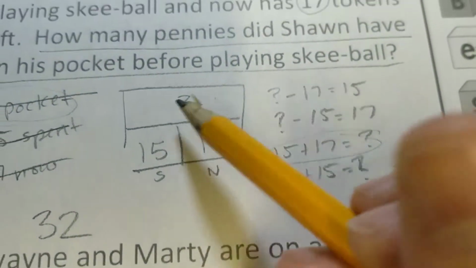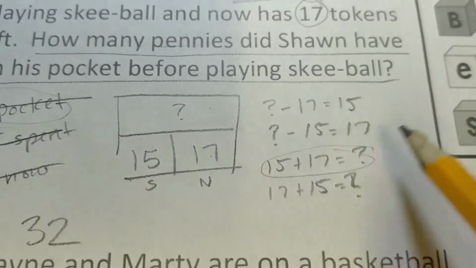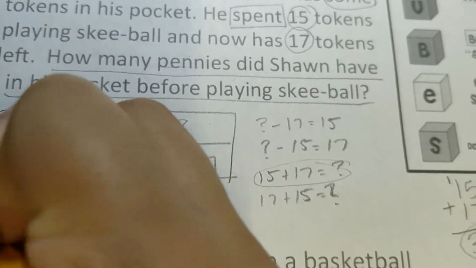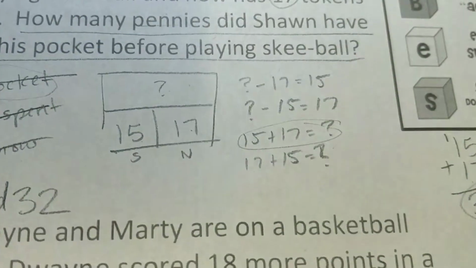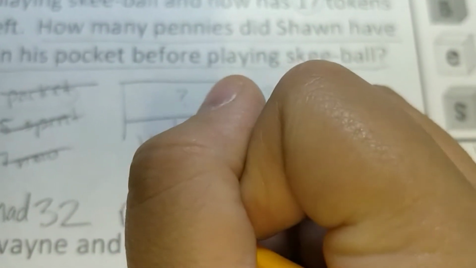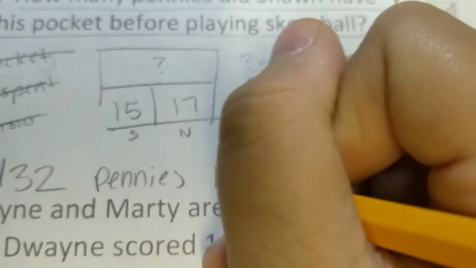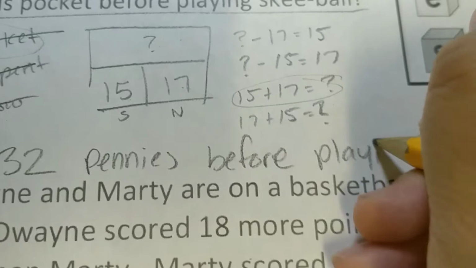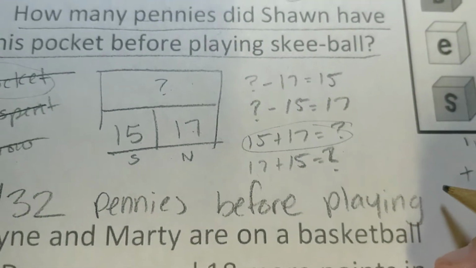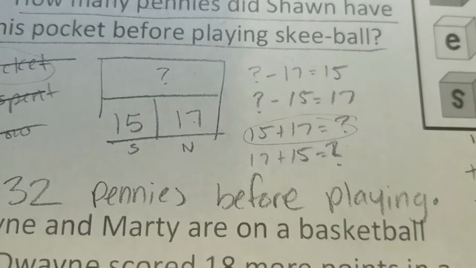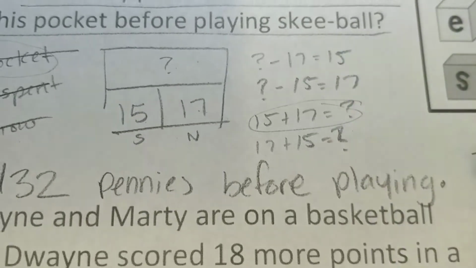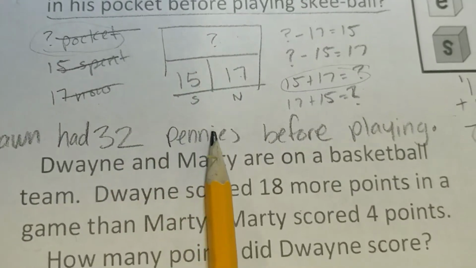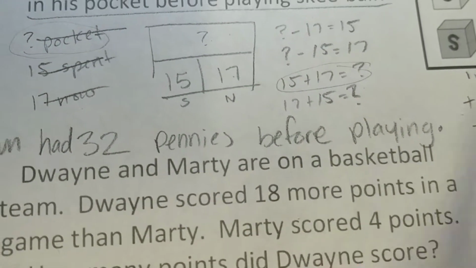32 what? Let's see. How many pennies did Sean have in his pocket before playing skee ball? So I can say Sean had 32 pennies before playing skee ball, but because I don't have any room, I'm not going to write it all here. Alright, so the answer is Sean had 32 pennies before playing skee ball, or before playing.